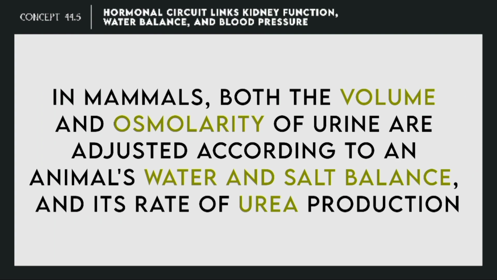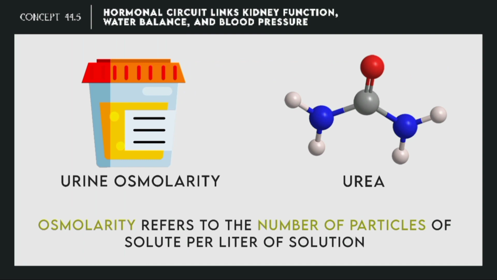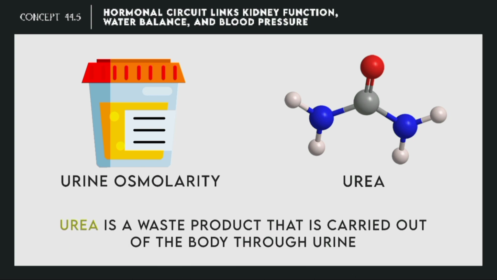In mammals, both the volume and osmolarity of the urine are adjusted according to an animal's water and salt balance and its rate of urea production. Osmolarity refers to the number of particles of solute per liter of solution, and urine osmolarity measures the concentration of particles in urine. Urea is a waste product that travels through your blood to the kidneys, which then filter it out of the blood. It is then carried out of your body through urine.